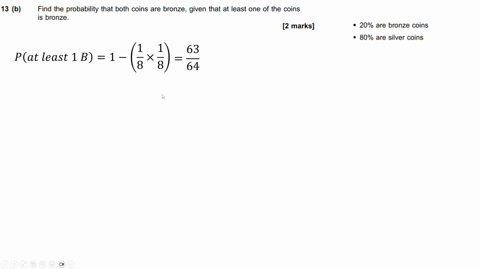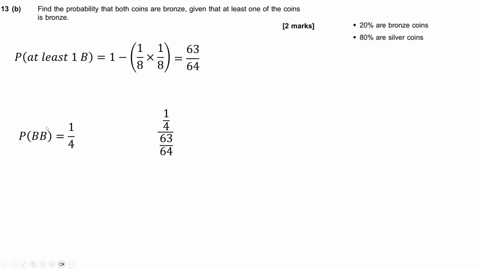Now, the probability of both of them being bronze is just going to be a half times a half, so a quarter. Now, given that at least one of the coins is bronze, so it's this given this. It's the probability of this happening given that this has already happened. So it's this out of this. So it would be a quarter divided by 63 over 64.